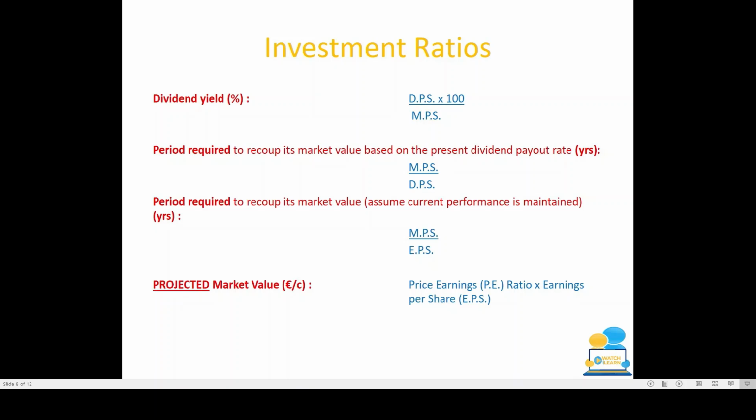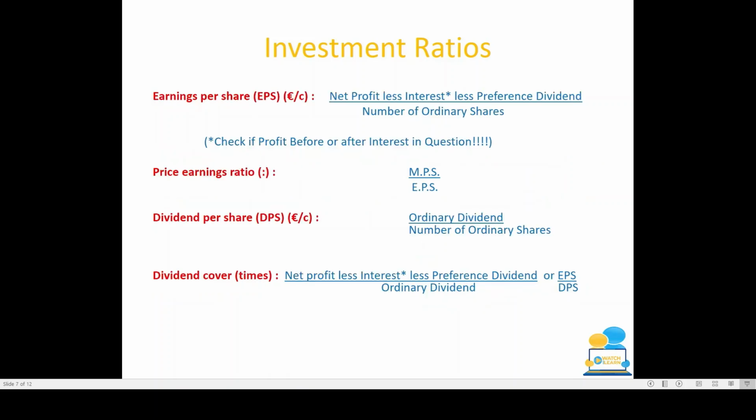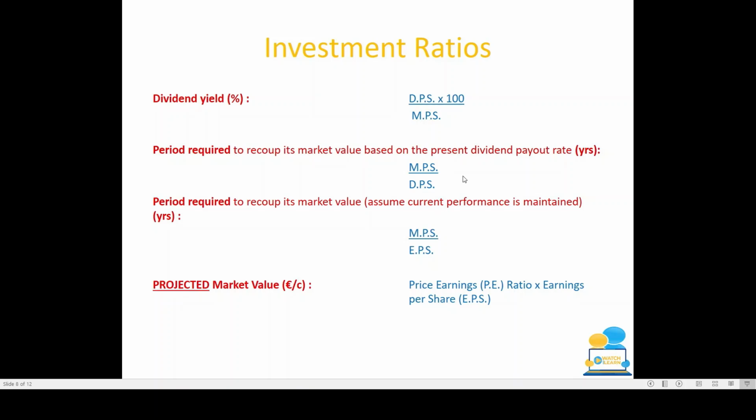Dividend yield, again, is dividend per share, which we would have worked out in the previous slide, over the market price per share multiplied by 100. So again, for dividend yield, you will effectively have to work out two ratios, because you need to work out your dividend per share and then divide that by your market price per share multiplied by 100 to get your answer as a percentage. The period required to recoup its market value based on the present dividend payout rate.